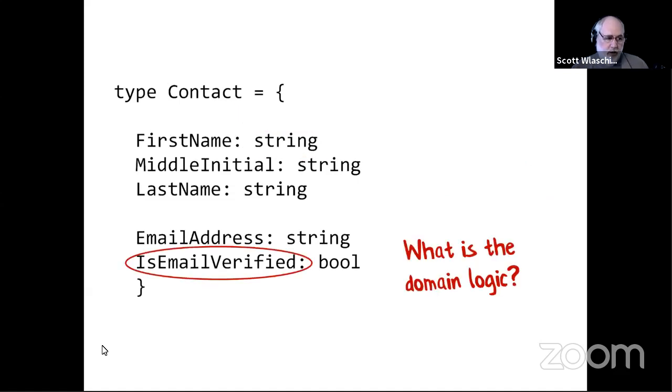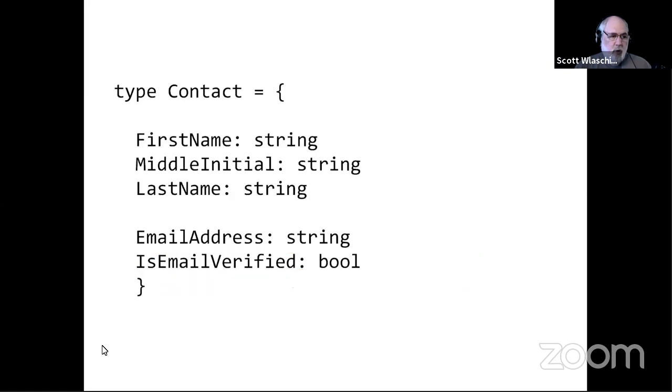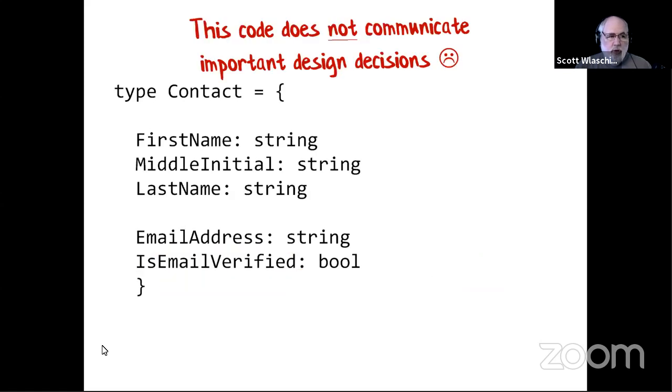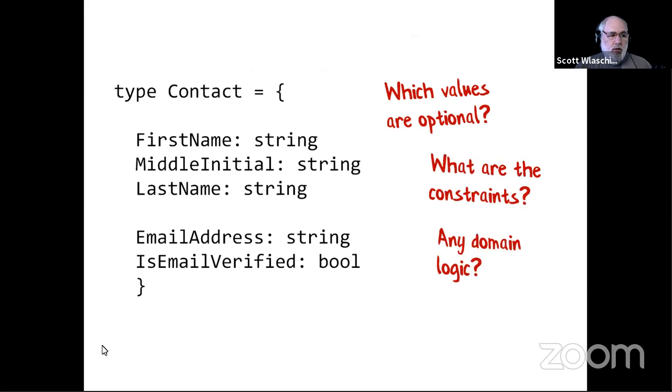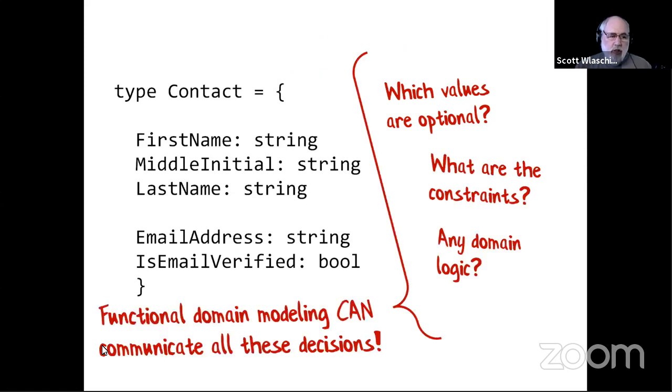And there's some domain logic, like this email verified flag. It should only be set to true if you've verified it. So if you change your email, it has to be set back to false. But that's not at all clear from here. So all these things are not communicated in the design. Now it turns out that you can communicate them in the design with functional domain modeling, and in the rest of the talk, I will show you how to do that.